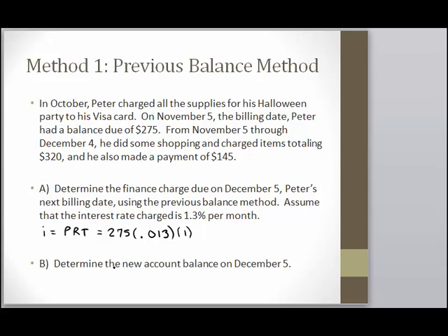And we just want to be sure that we are being consistent with our units. Because the interest rate is in terms of months, then we want to be sure that we're using a month expression here as well for the time. So we're going to multiply 275 times 0.013 times 1, and we get $3.58. So $3.58 is the finance charge that will be due on December 5th.